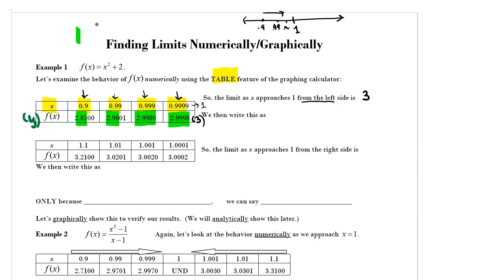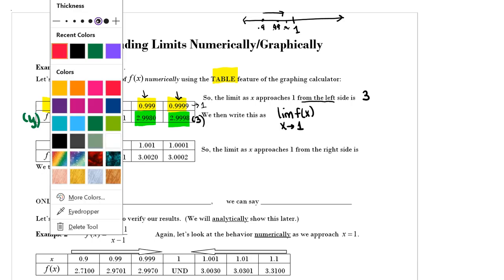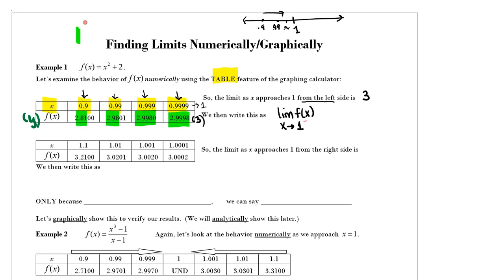The way we would write this using limit notation is to say the limit of our function f of x as x approaches 1, and then to indicate from the left, I'm going to use that little minus superscript. That value is equal to 3.